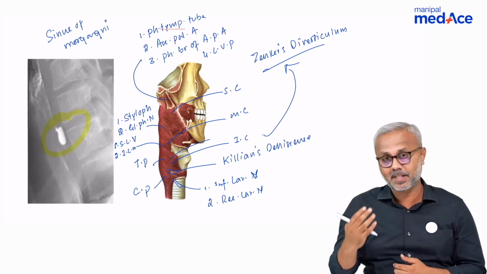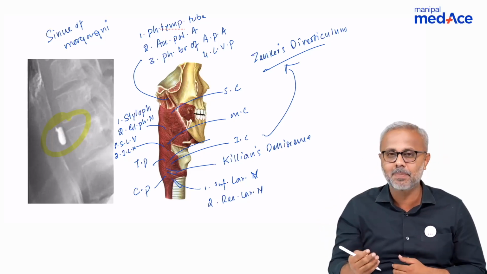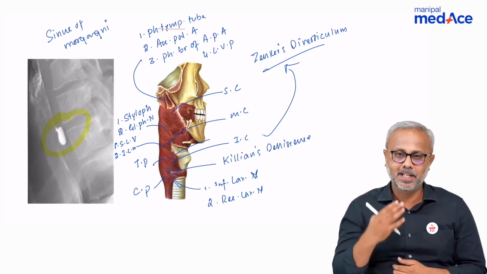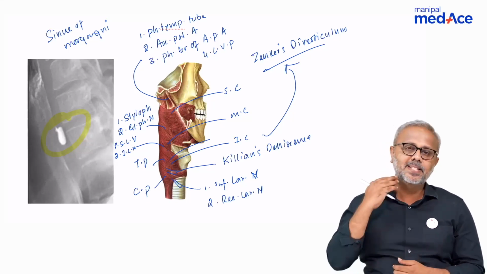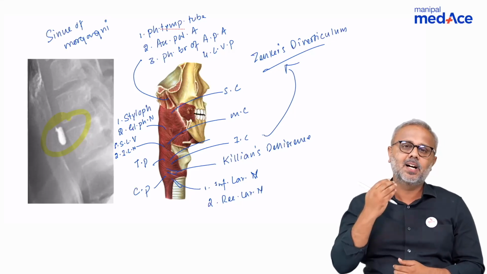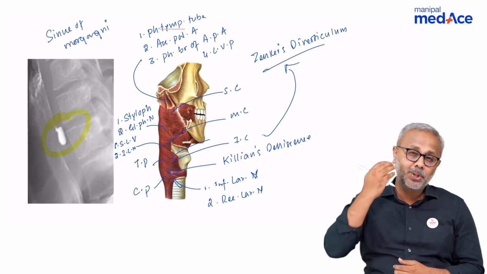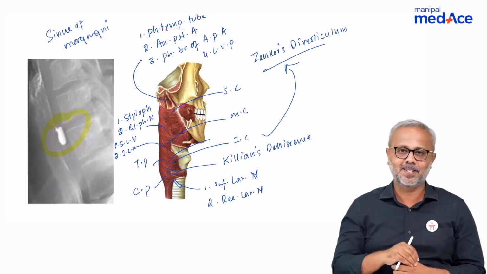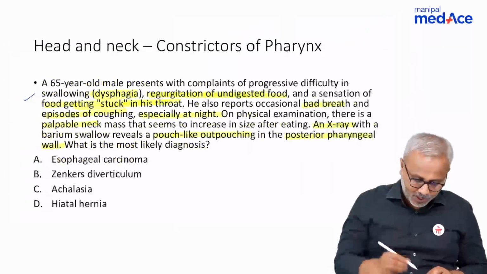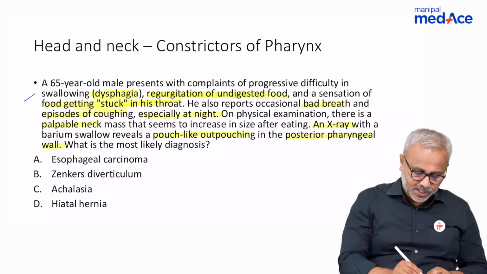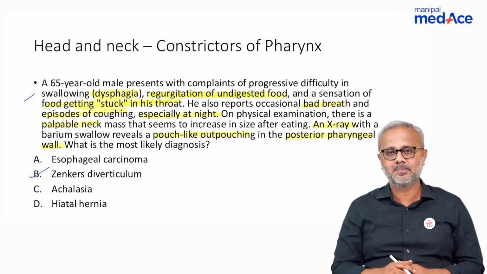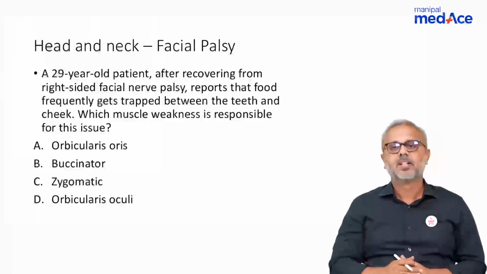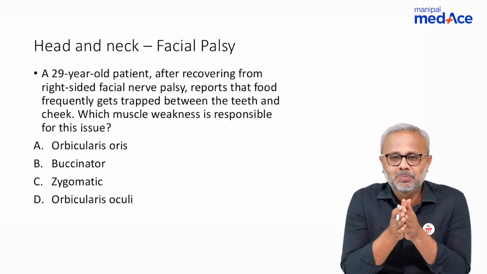When the person affected with this diverticulum tries to sleep, there is foul smelling breath, and there could even be vomiting because of the regurgitation. So X-ray on barium meal will reveal an outpouching predominantly in the posterior pharyngeal wall, where we have Killian's dehiscence. So what is the correct option here? It is Zenker's diverticulum. Right? Done.